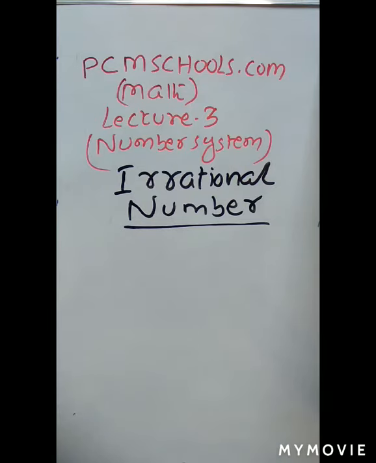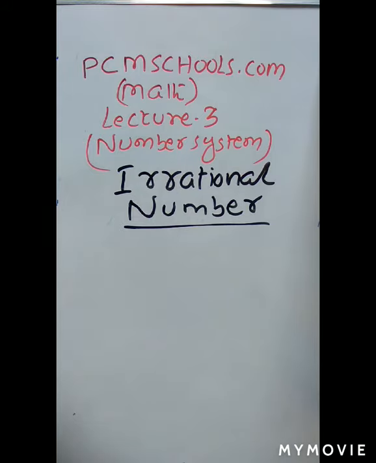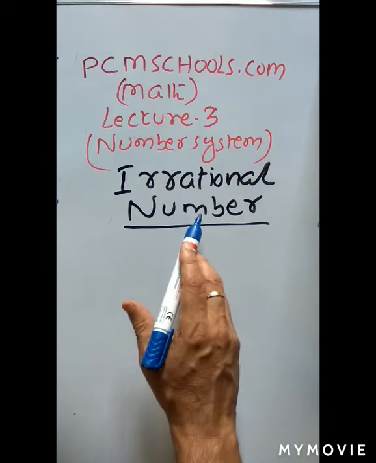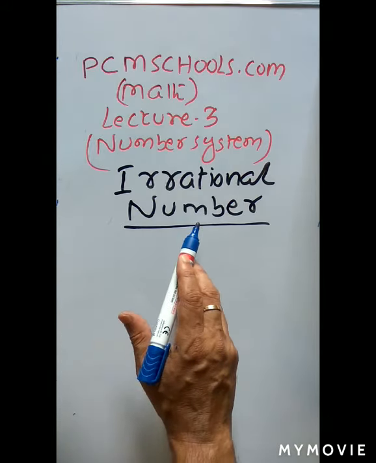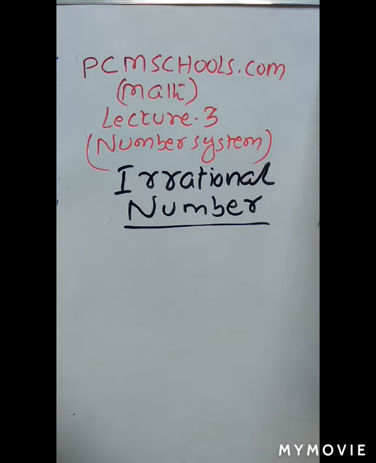Good morning, all. In the last two lectures in mathematics, we have already discussed the natural numbers, the whole number set, the integers, and the rational numbers. Today we will start a new number type called irrational numbers. From the name, it indicates a number which is not a rational number.